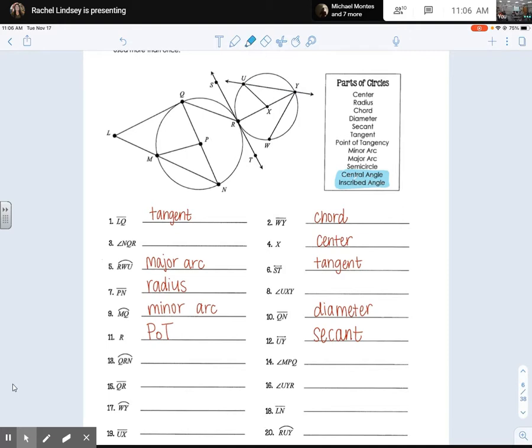QR. Oh, that's one of them semis. Yep. If you notice with QRN, it's at the end points of a diameter, so it makes a complete half circle. So that would be a semicircle.